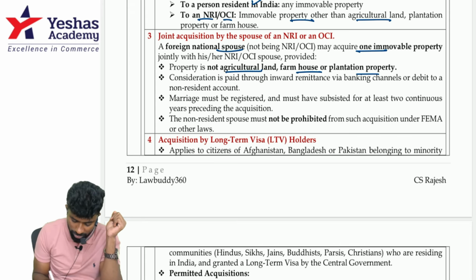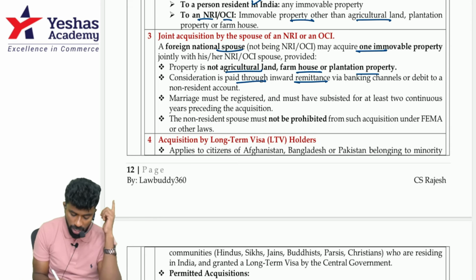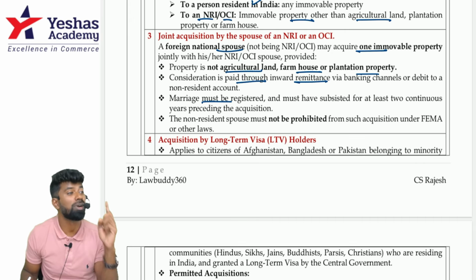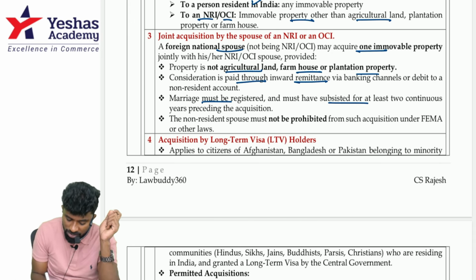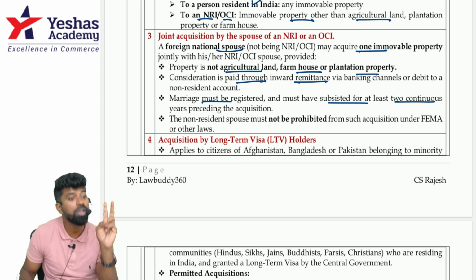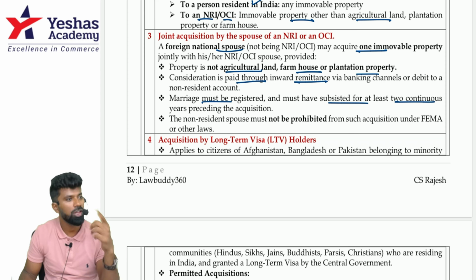Second one, consideration is paid through what? Inward remittance through normal banking channels. And most important, the marriage must be registered and must have subsisted for how many years? 2 years. Then only you can purchase it.